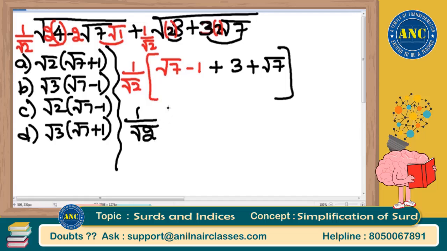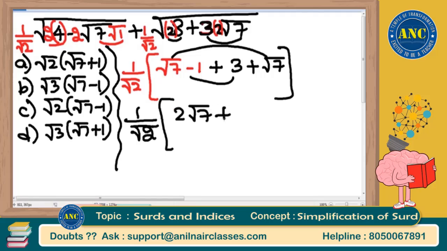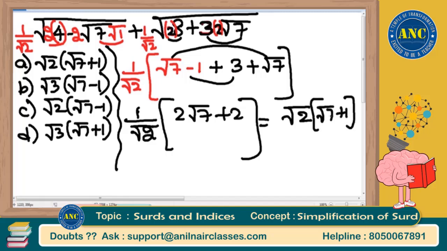This is 1 by root 2 times of root 7 plus root 7, which is 2 root 7. 3 minus 1 is 2. 2 common factor. 2 by root 2 will be root 2. You are left with root 7 plus 1. That is nothing but my answer, option 1. Right? That is nothing but my answer, option 1.